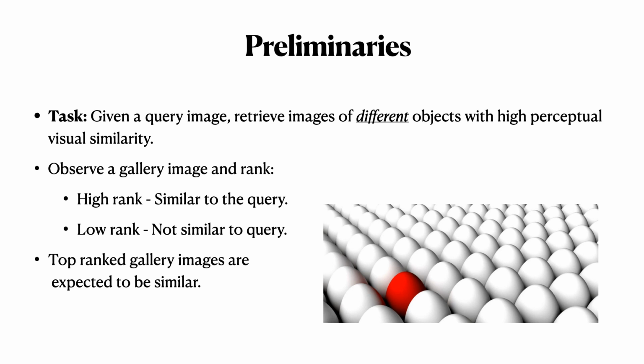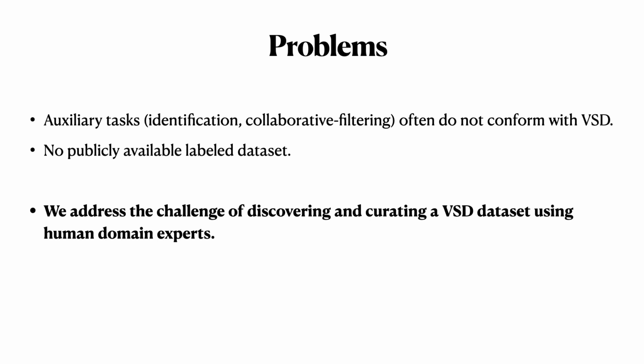So visual similarity discovery is a discovery task, and our task is to determine if a gallery image is similar to the query image. We observe a gallery image and rank. If we get high rank, we say it's similar to the query. If it's low rank, we say it's not similar. Basically, top ranked gallery images are expected to be similar.